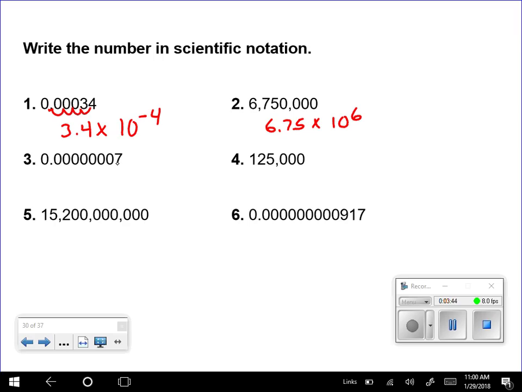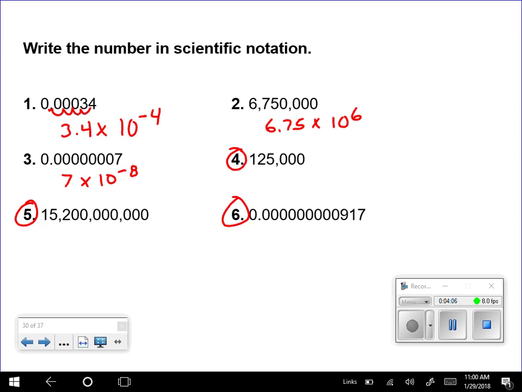Okay, so here I would want my decimal place after the 7. So 7 times 10 to the, how many times did I move it? It's a small number, so it's going to be negative 1, 2, 3, 4, 5, 6, 7, negative 8. Okay, so I want you to try 4, 5, 6 on your own.